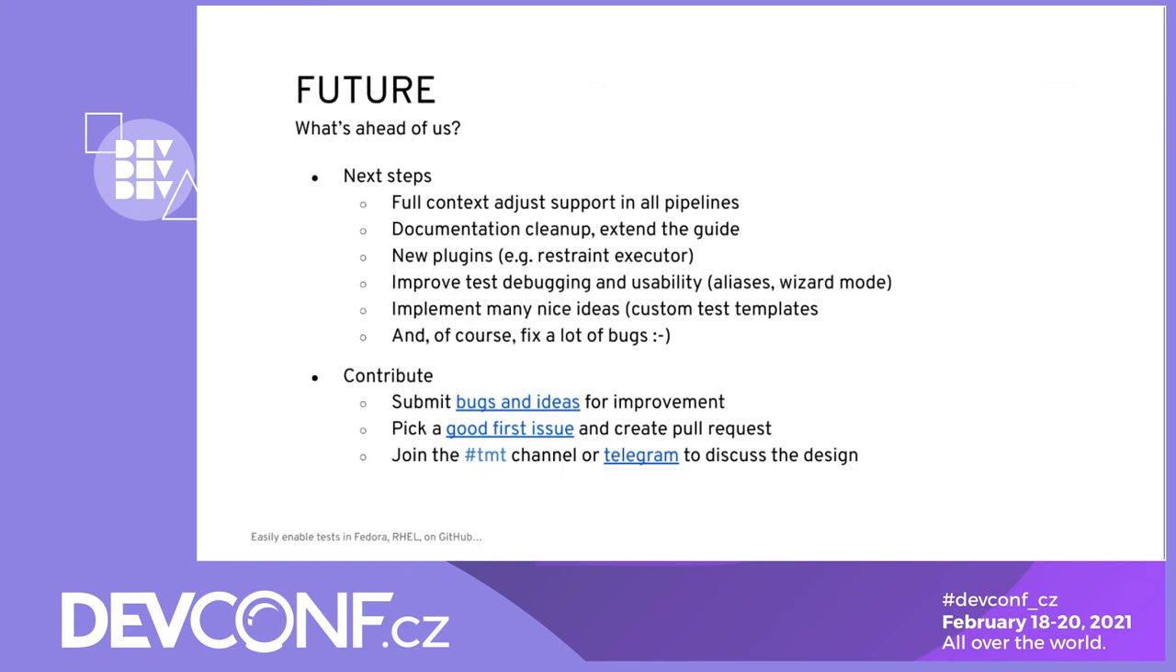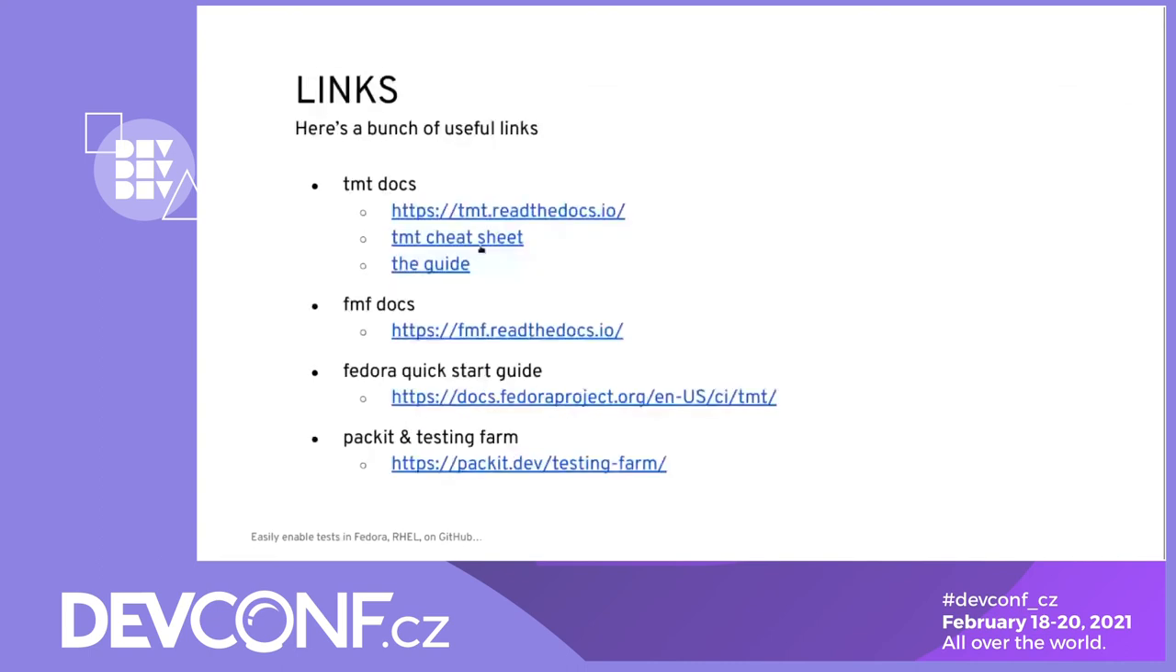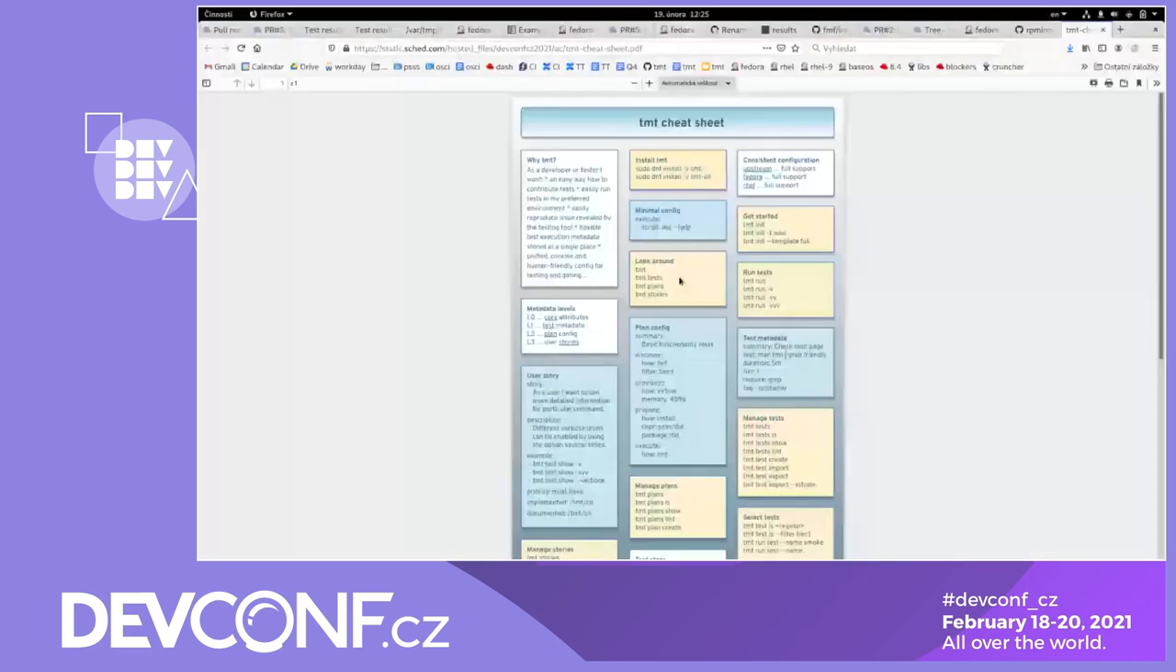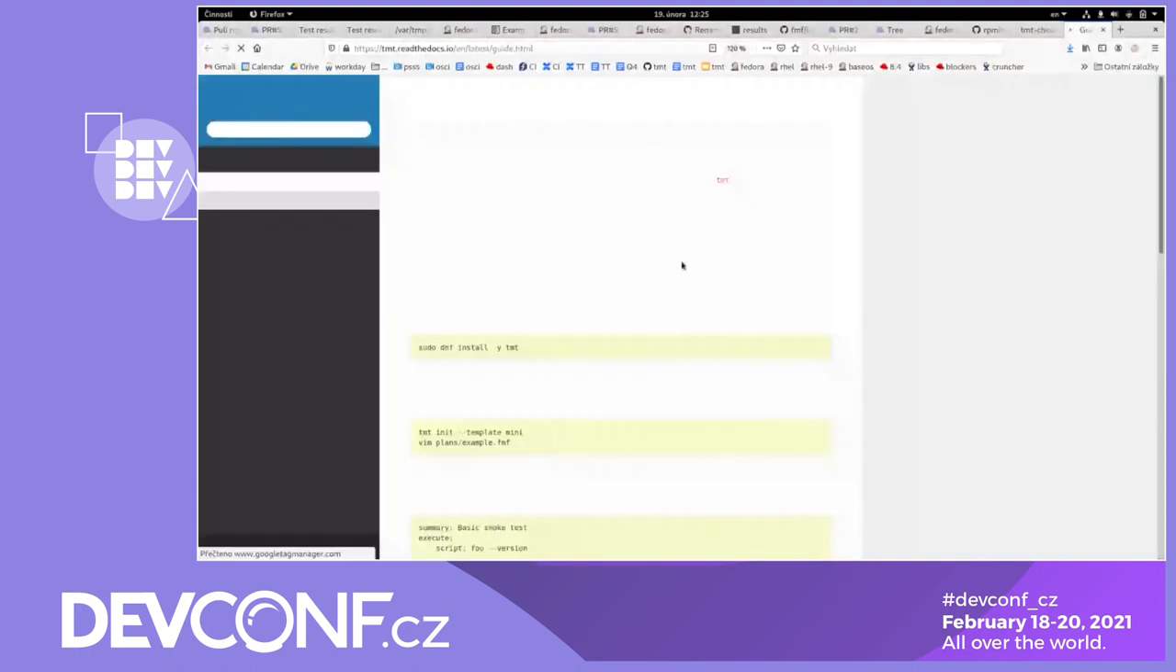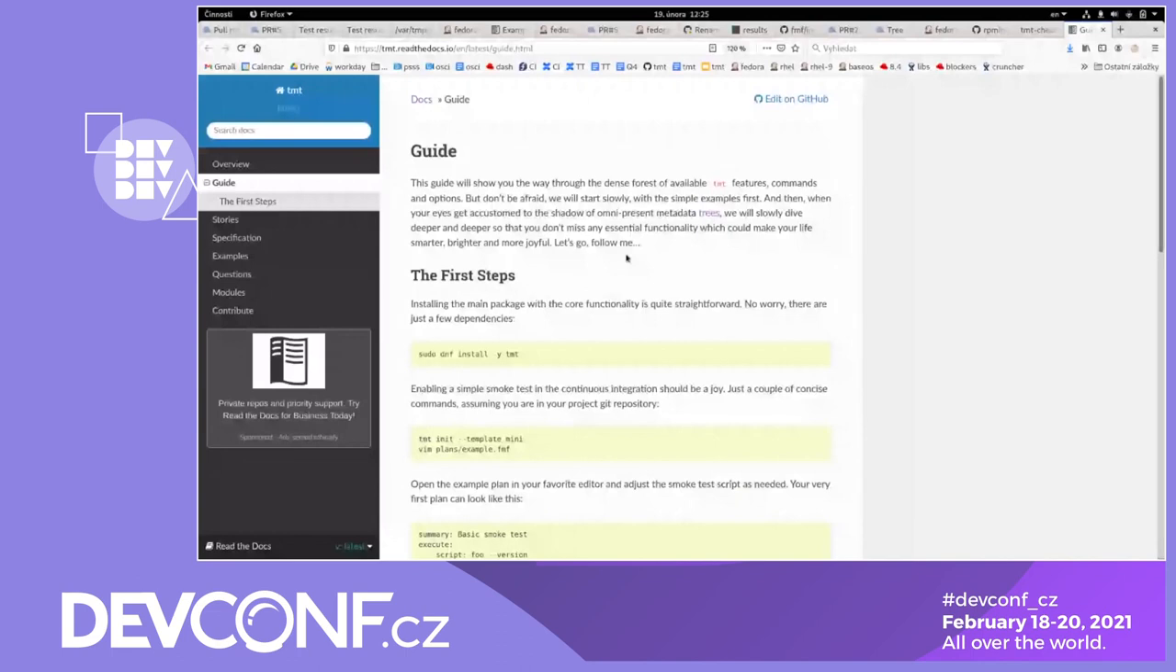You can use them. And here we have links to some further documentation: the TMT docs and the ReadTheDocs site. There's a TMT cheat sheet. To get a brief overview of what's available, you can use the cheat sheet. It gives an overview of the functions which are there. And the guide I mentioned: we started to write a guide which should help new users understand how to work with the tool, and after this first section, we will be providing more. A link to Fedora CI documentation and backend Testing Farm as well.